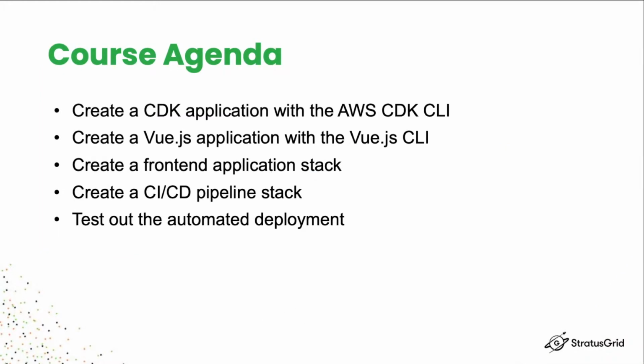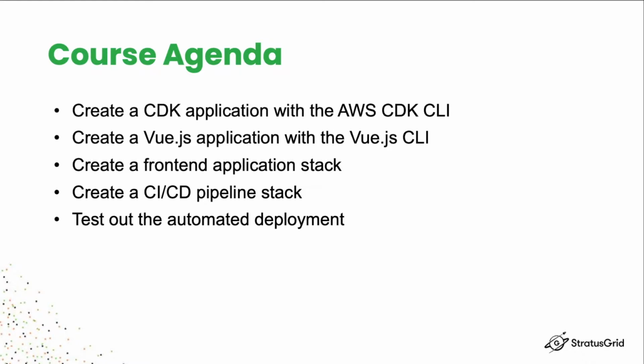First, we're going to initialize our CDK application with the AWS CDK CLI. Then we're going to create our Vue app using the Vue CLI tool. After we have our projects created and initialized, we will start building our application stack with CDK, which will include our S3 bucket to hold our compiled Vue app and the CloudFront distribution. Next, we'll set up our CI/CD pipeline stack, which will include an integration with GitHub to automatically run various build and deploy stages upon a Git push to a branch that we specify. Finally, we'll test everything out and get to see the automated builds and deployments in action.